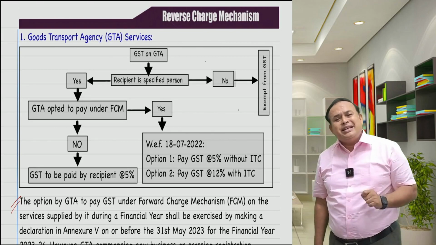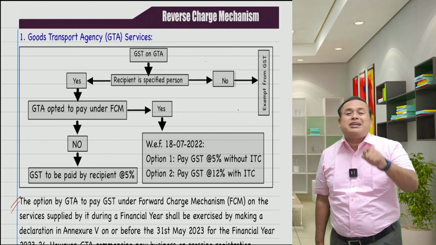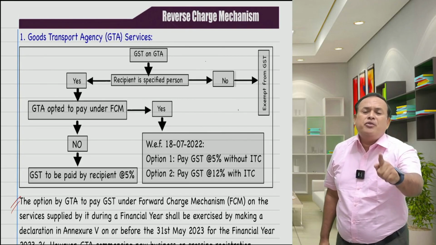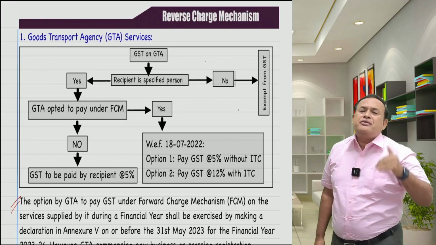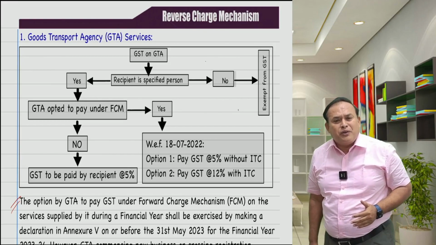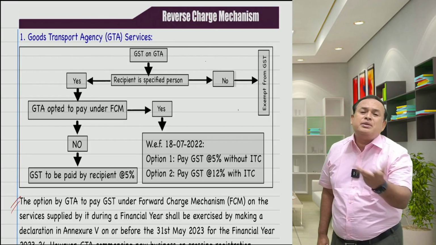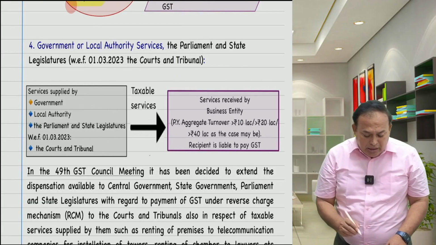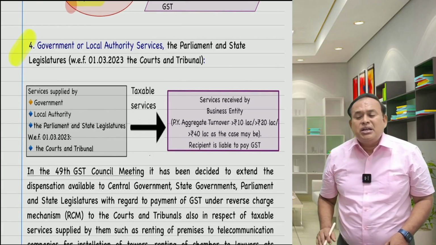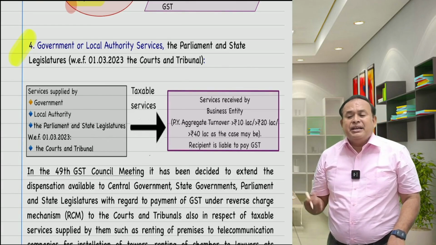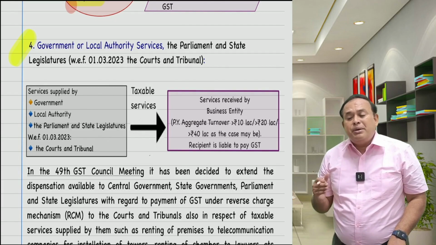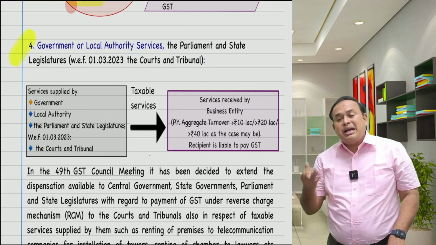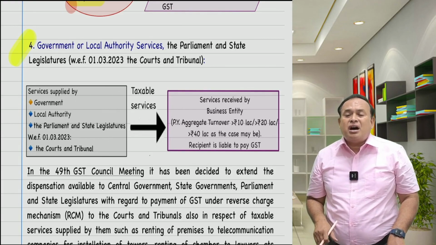Then who is the GTA in the given case? The person who issued the consignment note; we call that person the GTA. If the GTA has not opted to pay GST under forward charge, it is under reverse charge. The recipient is liable to pay GST if the recipient is a specified person: government or local authority, further added here the parliament and state legislatures, and furthermore courts or tribunals.